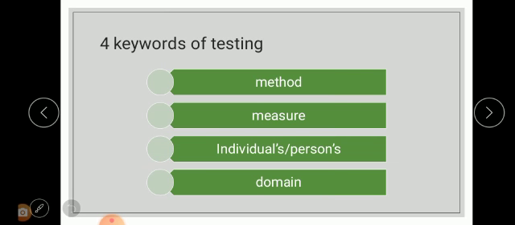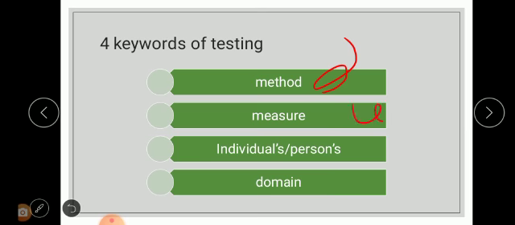In testing, the teacher should prepare a method or procedure, whether the instrument will be delivered in the form of multiple choice, in the form of essay, in the form of portfolio, etc. It refers to the method in a test. And then measure.